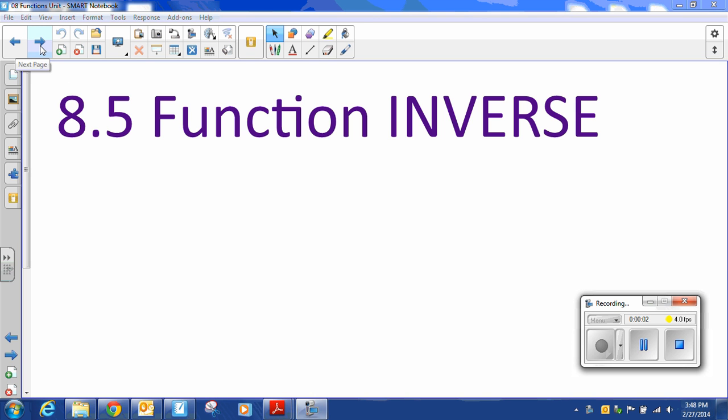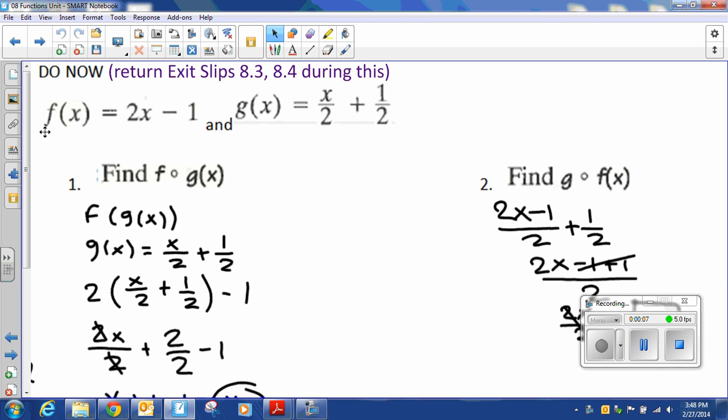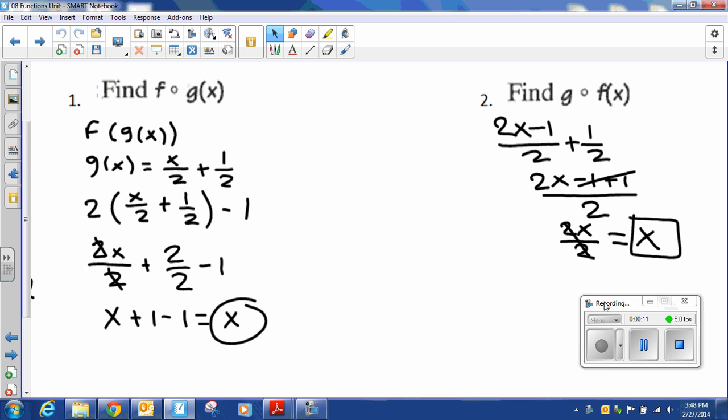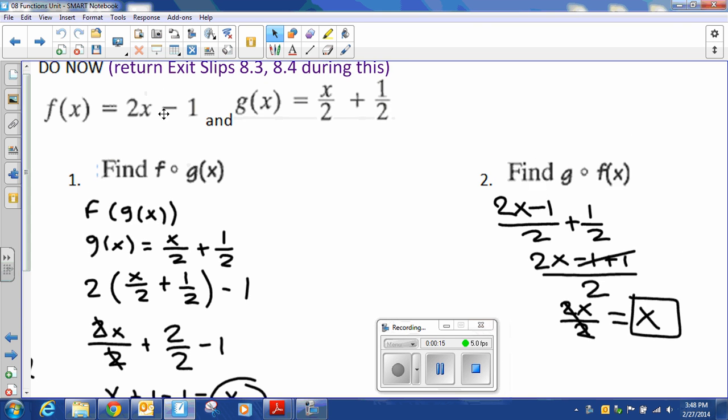Okay, today's lesson 8.5 is on function inverses. Now with the do now, we sort of tie together the composition of functions, and we look at two functions here, f of x equals 2x minus 1, and g of x equals x over 2 plus 1/2.